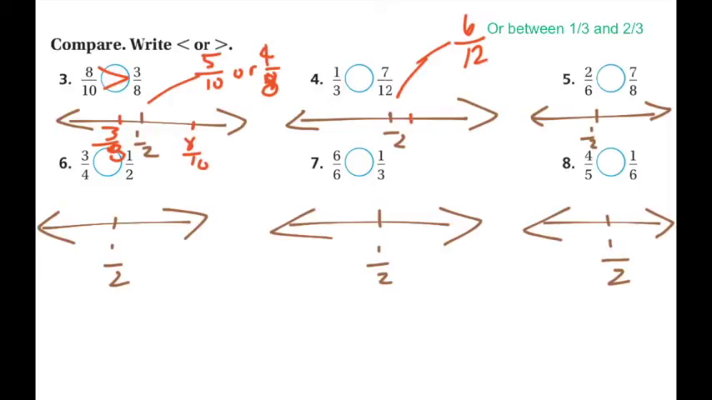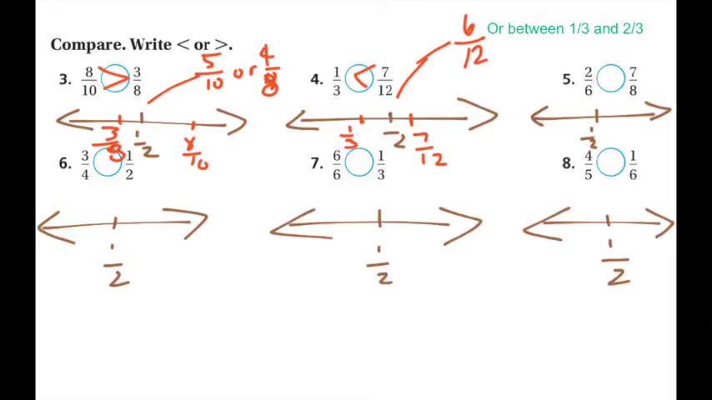So 7/12 is going to be greater than 1/2, and then 1/3 is going to be less than 1/2. Because again, remember, the halfway point is somewhere between 1/3 and 2/3, so it'd be on the left side. So now looking at this, I can tell that 7/12 is greater than 1/3. So to fill in this bubble, 1/3 is less than 7/12. All right, let's look at the next one.